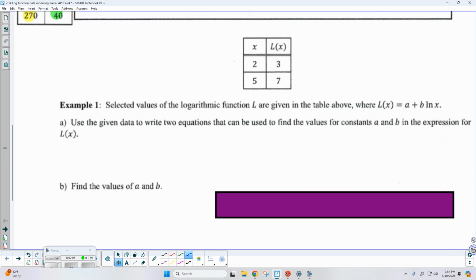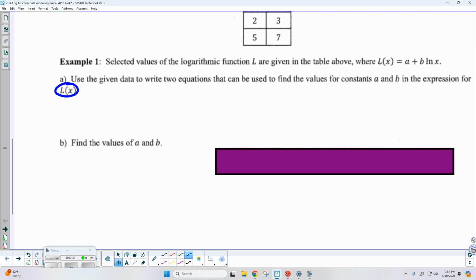So selected values of the log function L are given in the table above, where L of x equals a plus b times the natural log of x. Part A, use the given data to write two equations that can be used to find values for a and b. Okay, so basically we're going to create a system, and then in part B, we're going to find what those values are.